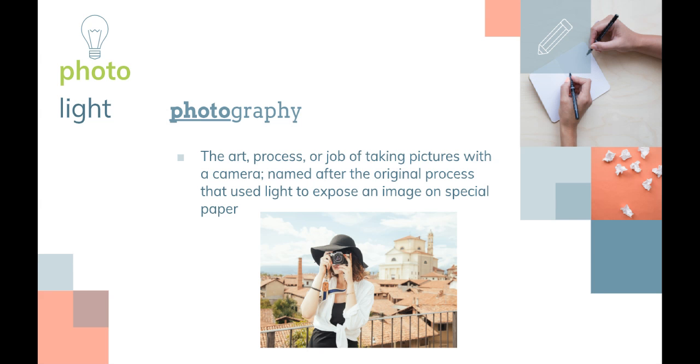So photography. This is the art, process, or job of taking pictures with a camera, and it was named after the process that used light to expose an image on special paper. So back before we had digital cameras, we had cameras that used film, and it used light to put an image on the film, and then you would use special paper to develop it or to actually get the picture. So photography is your first word.